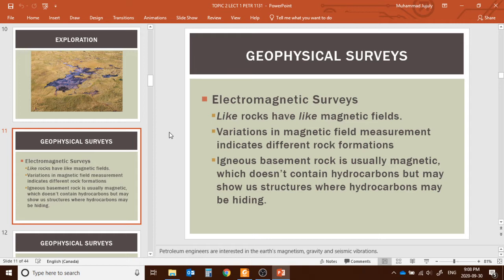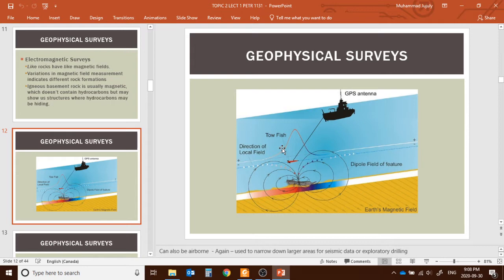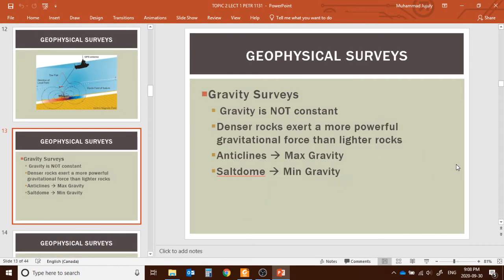Even if we get igneous rock, it could be the basement rock, which is usually magnetic and doesn't contain hydrocarbon, but it may show us the structure where the hydrocarbon may be hiding. As we have seen before in the slides, how the trap works, right? So igneous basement rock can act like a trap. Now this is how the geophysical survey works. It's showing the offshore geophysical surveys.